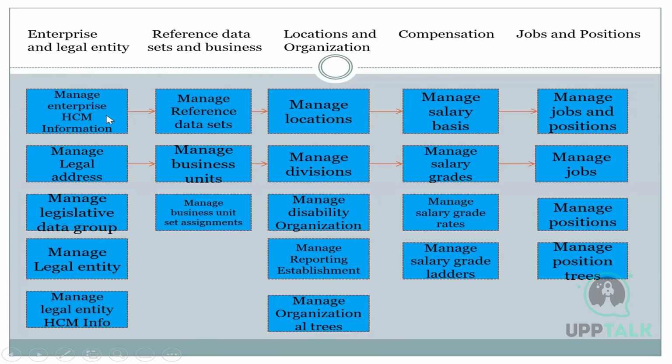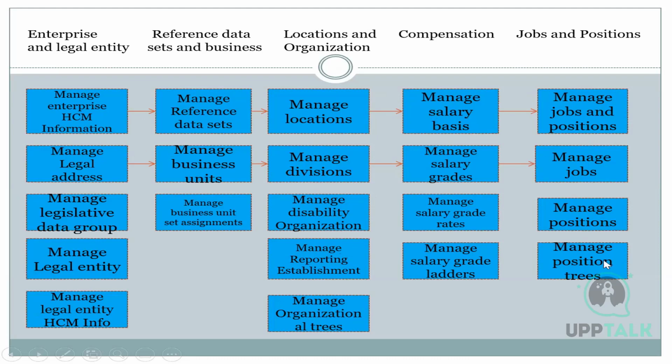Yeah. So enterprise and legal entity is what? When we talk about legal address, legal and legislative data group, legal entity, manage legal entity and HCM information. Reference data set, we have managed reference data sets, manage business units, and business assignments. Locations and organizations, we have to define the locations, divisions, discipline, reporting, establishment, manage organization trees. Compensation, we have managed salary basis, salary grade rates, salary grade ladders. Jobs and positions, we have managed jobs and positions, manage jobs, manage positions, manage position trees. So all these things we are going to learn one by one.